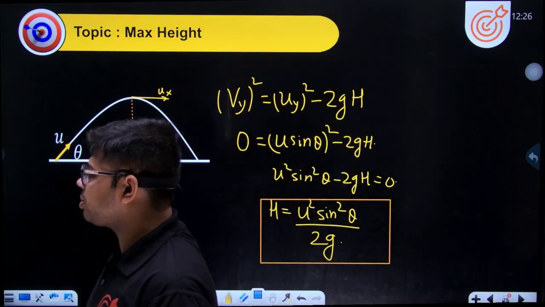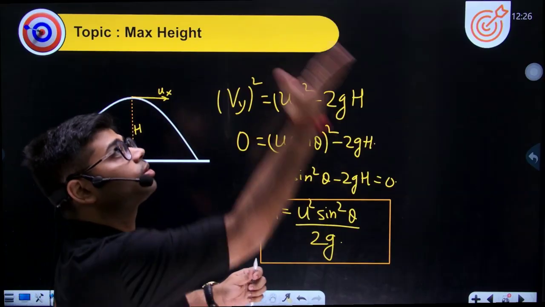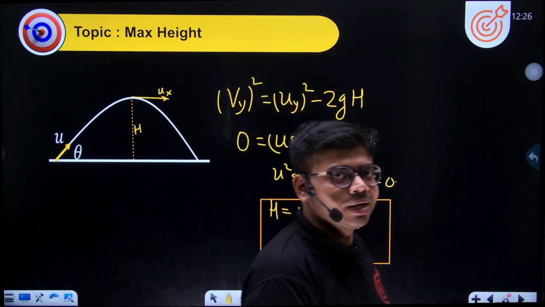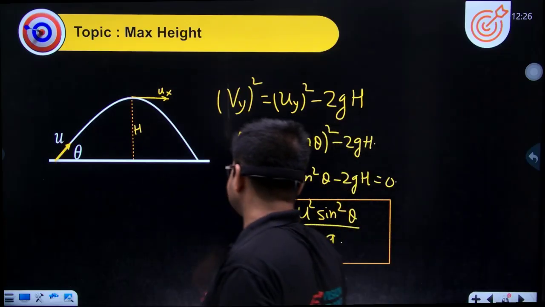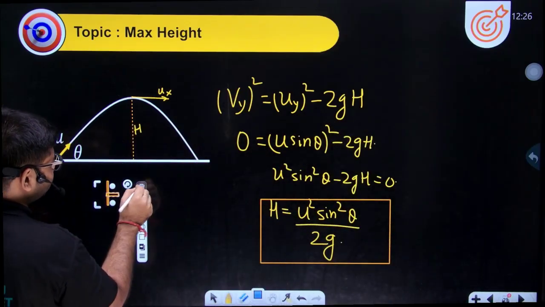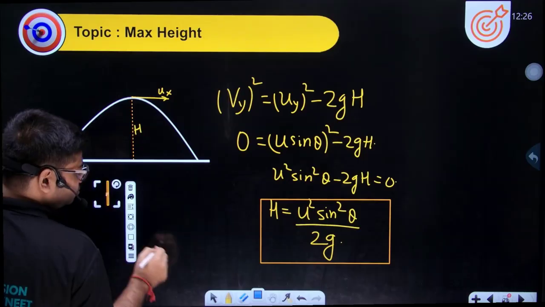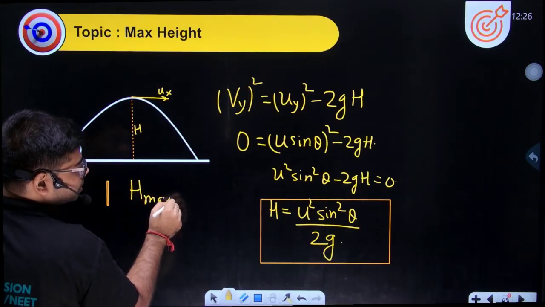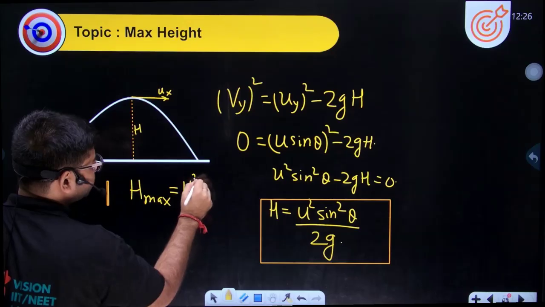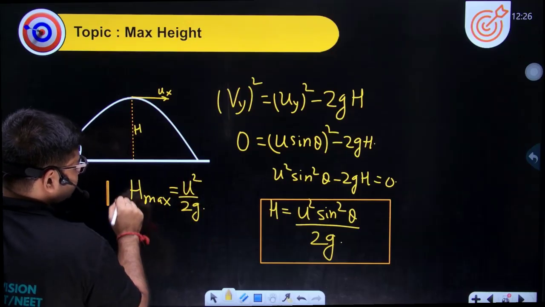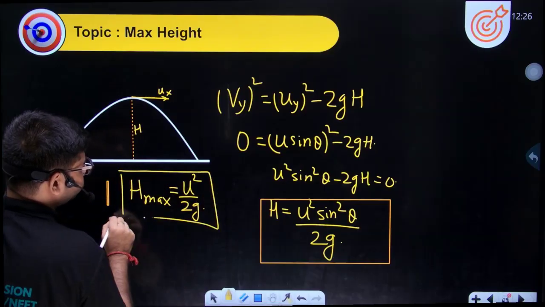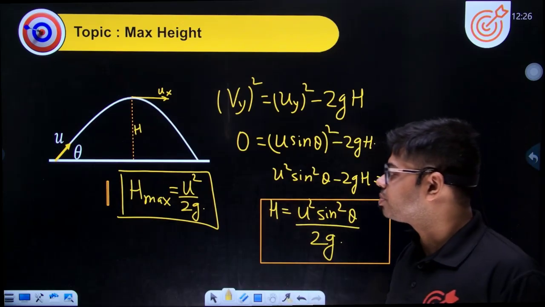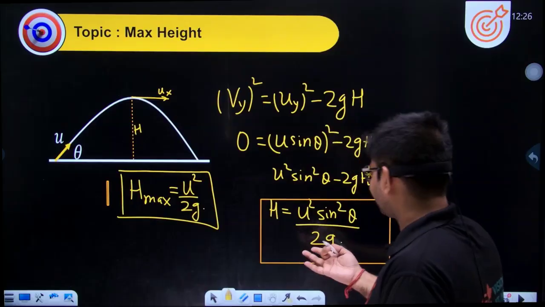What does that mean? When is h max going to happen? When you are just throwing it something like this, vertically upward, then theta is going to be 90 degree. So H max you can write here, H max is nothing but u square by 2g. Notice that when I throw anything vertically upward, that is exactly the height we get from the equations of motion in a straight line also.